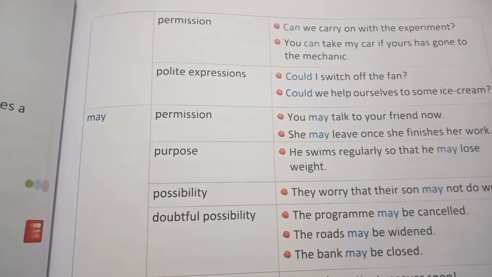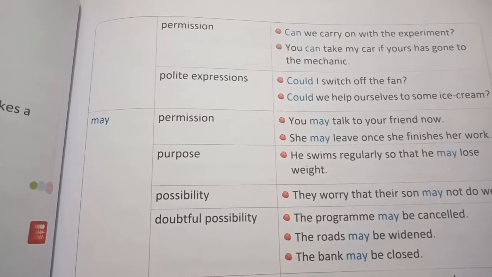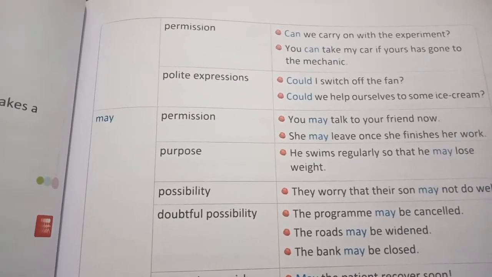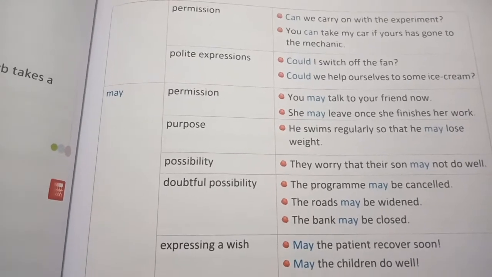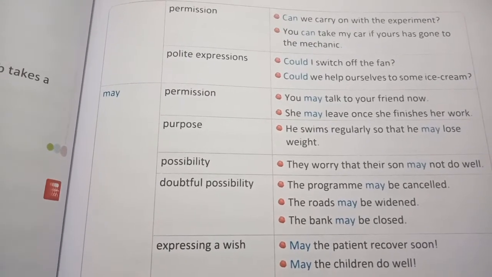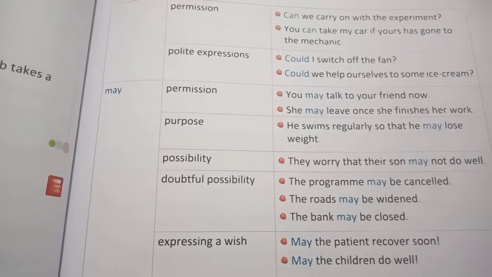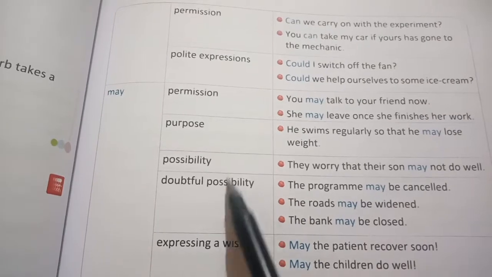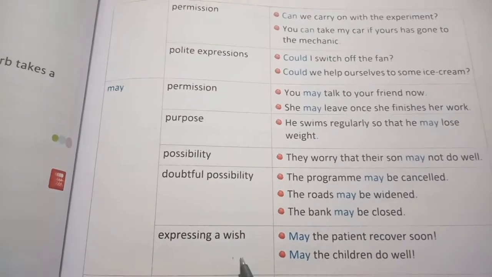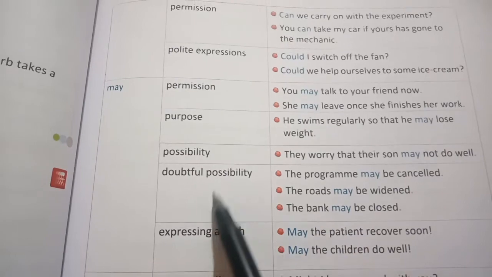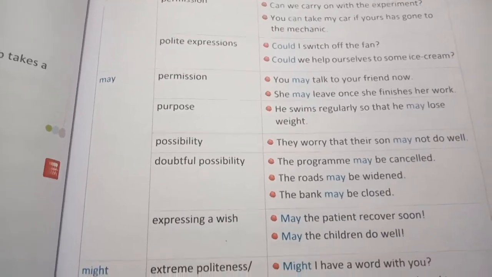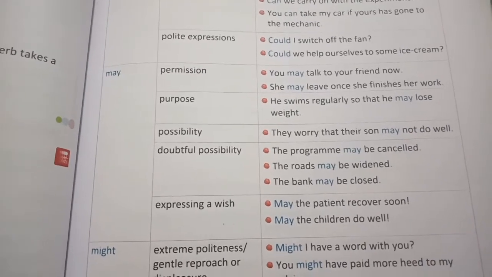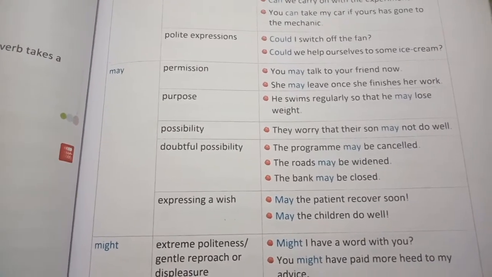Polite expressions. Could I switch off the fan? Politely you are asking. Could we help ourselves to some ice cream? So in polite expressions we are using could. May is used for permission, purpose, possibility, doubtful possibility, expressing a wish. So these are the functions of the modal auxiliary may. In these situations the modal auxiliary may can be used. So you can see that for permission, possibility we have may also, and we have can and could also.